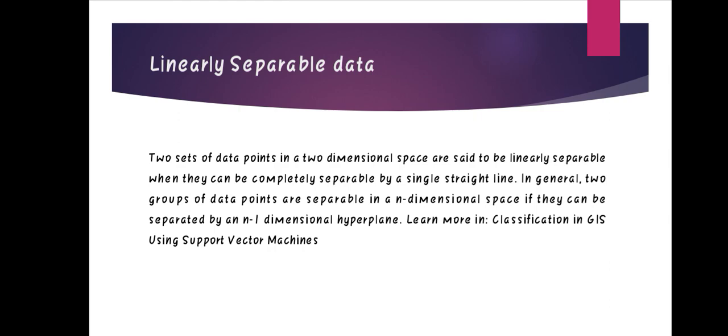Linearly separable data. Two sets of data points in a two-dimensional space are said to be linearly separable when they can be completely separated by a single straight line. In general, two groups of data points are separable in an n-dimensional space if they can be separated by an n-1 dimensional hyperplane.